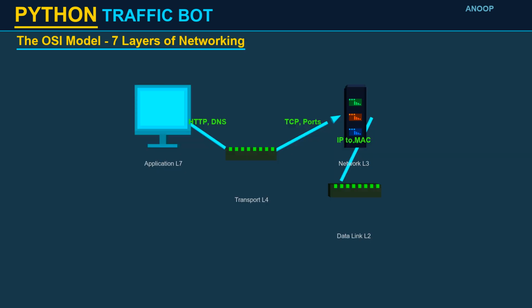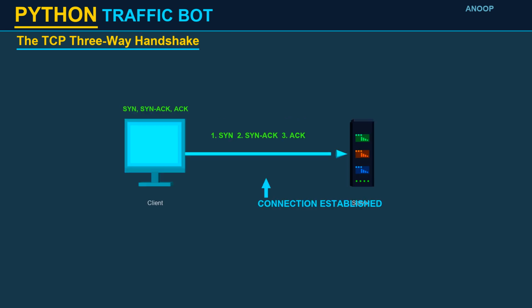One of the most important protocols our traffic bot uses is TCP with its three-way handshake. When a client wants to establish a connection, it sends a SYN packet, which stands for synchronize. The SYN packet contains a random sequence number and the source port. The server receives the SYN and responds with a SYN-ACK packet, acknowledging the client's sequence number and adding its own. Finally, the client sends an ACK packet, confirming the server's sequence number.